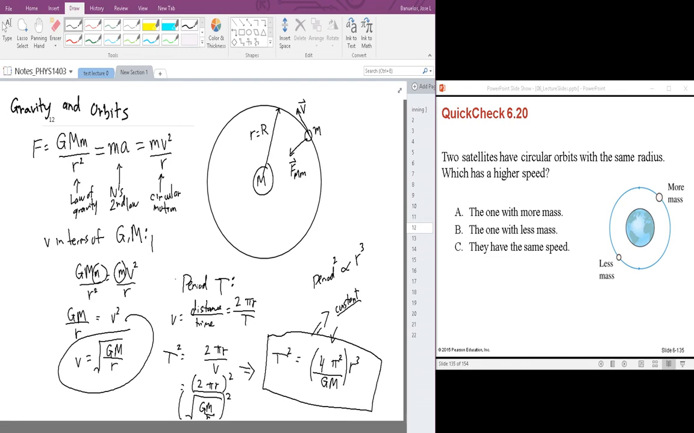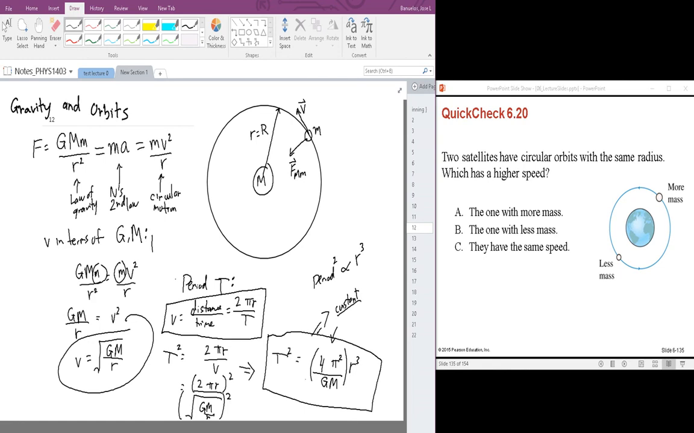So one of the things that you have to realize is, okay, they have the same radius, which means they have the same circumference. They're going exactly the same path. So if you look at your expression for velocity or for speed, they have the same distance.